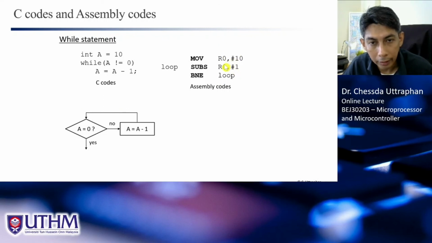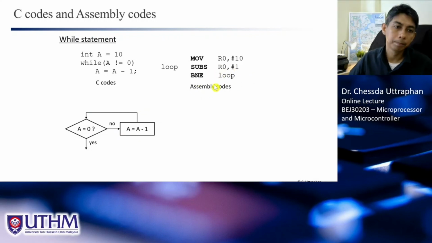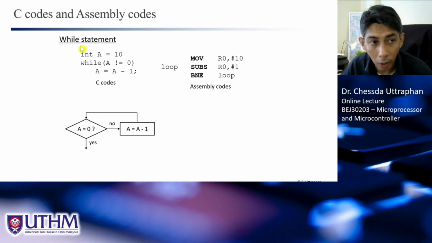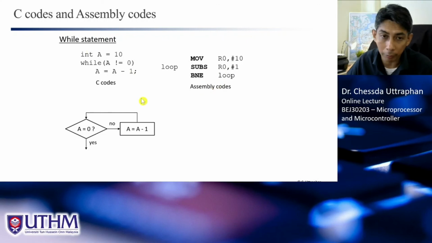So A is 10, and we use SUBS, remember SUBS is to update the status flag, starting from 10. If not equal to 0, BNE, branch if not equal to 0, loop back. So we subtract, and if not equal to 0, we go back and subtract and go back until it equals 0, then we exit the loop, right? So that will be the while statement, which is very useful in our programs later on also.